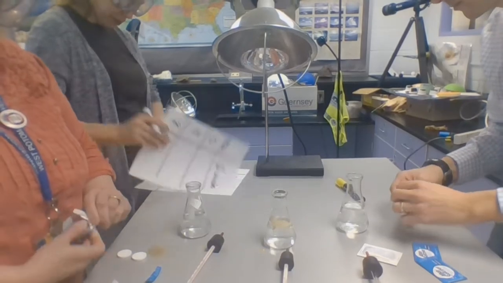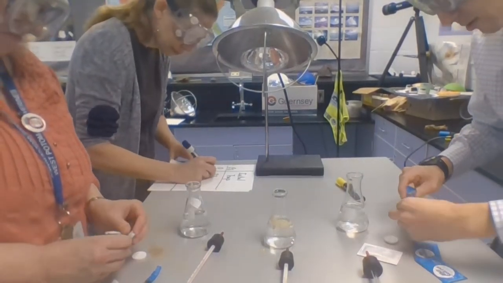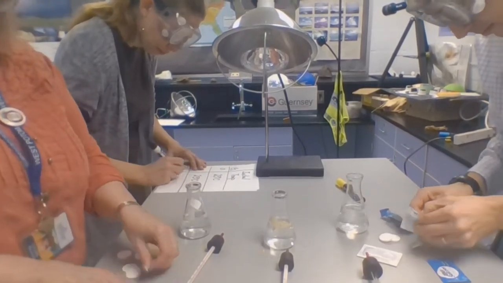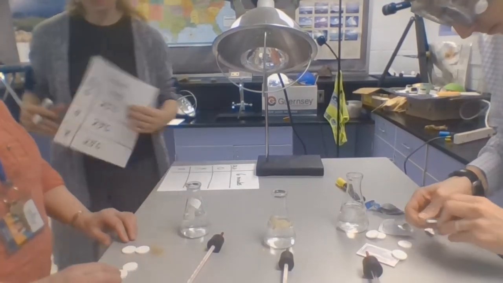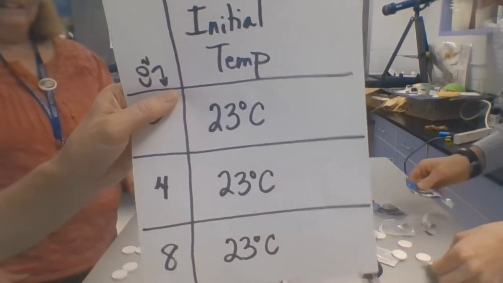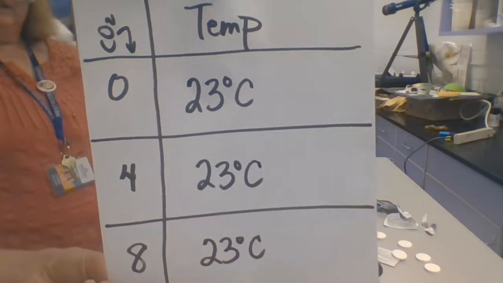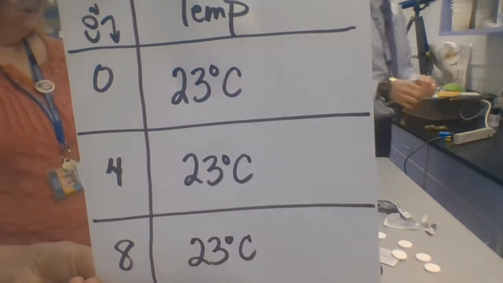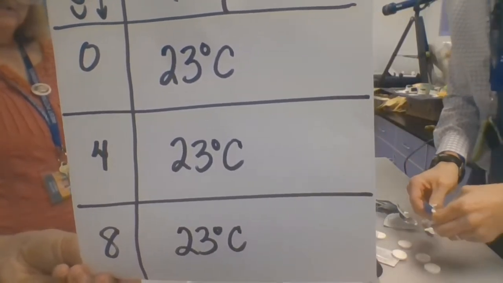So the initial temp is? 23 degrees Celsius now. Alright, so make sure you're recording on your data table that the initial temperature for the 0 Alka-Seltzers, 4 Alka-Seltzer tablets, and 8 Alka-Seltzer tablets is all 23 degrees Celsius.